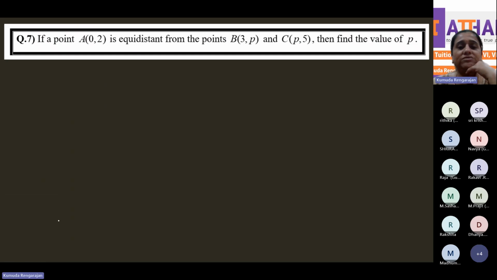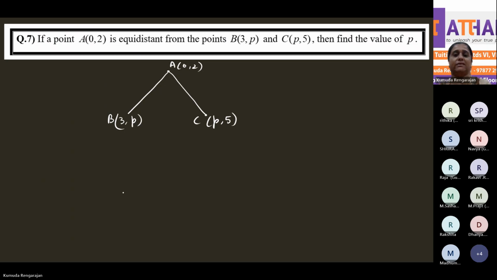So if A is equidistant from B and C, then find the value of P. Yeah, work this by yourself, children. Have this representation. AB is equal to AC, or AB square is equal to AC square. Work this.